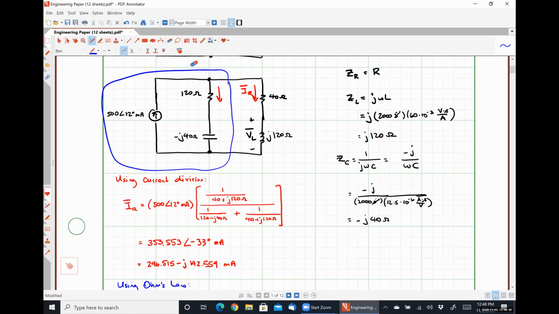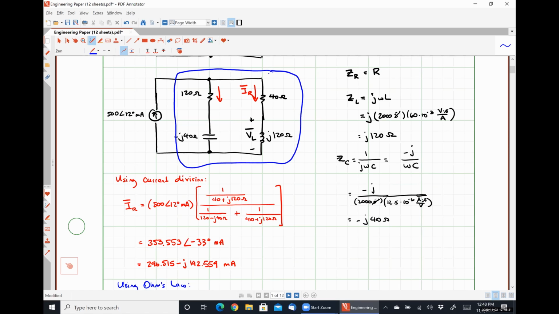We could have combined all 4 of these impedances together, multiplied that by the current to get the total voltage drop between this point and this point in the circuit, and then used either voltage division or Ohm's law to figure out what that particular voltage is. There's always going to be lots and lots of different ways to approach these problems, so I just want to make you guys aware of that. Whatever you're comfortable with, chances are it's going to work.